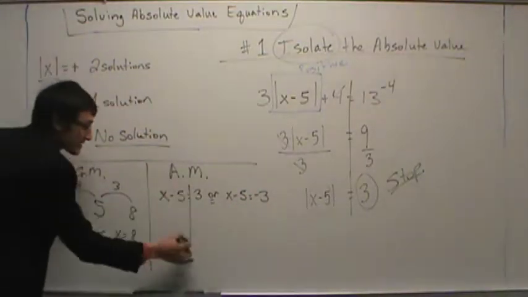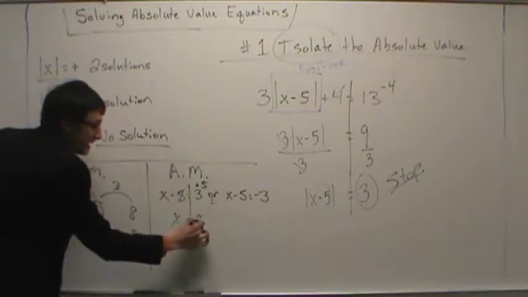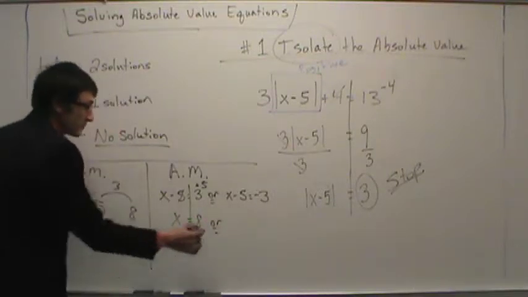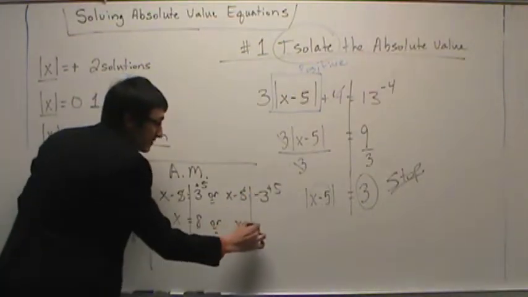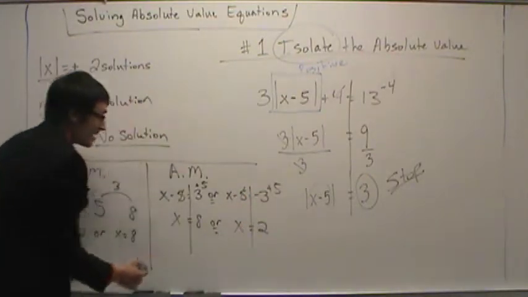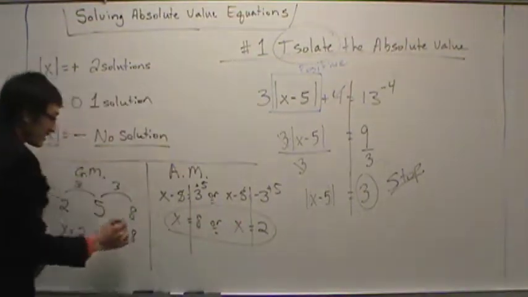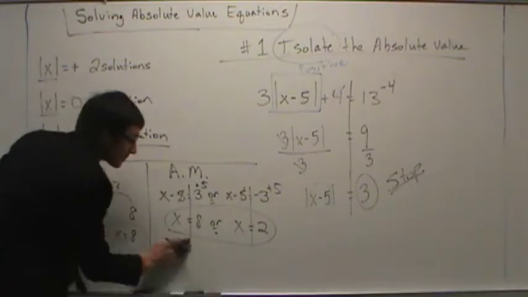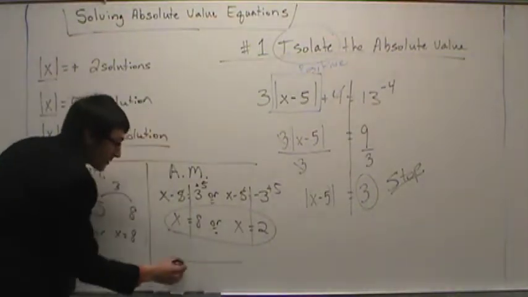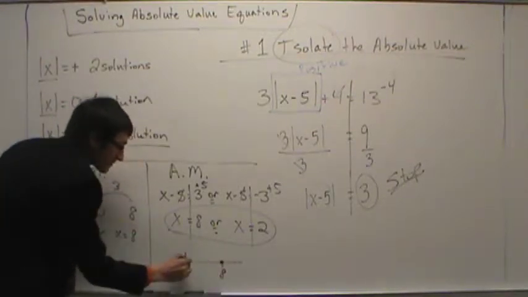Now, draw a line down the center, add your 5. Cross it out, x equals 8, or draw a line down the center, add 5, cross it out, x equals negative 3 plus 5 is 2. Notice that these solutions match, so both methods get the same answer. Now, lastly, by the way, number line, our solutions are where? At 2 and at 8. So mark the locations.